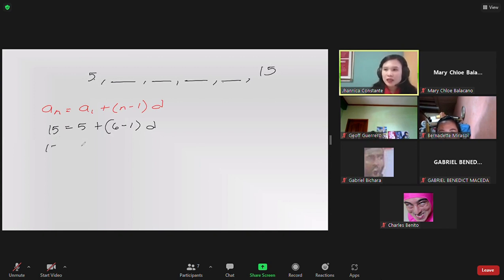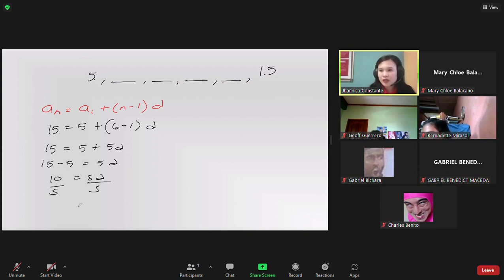So 15 equals 5 plus 6 minus 1, which is 5, times d, is equal to 5d. Combine similar terms, we have 15 minus 5 equals 5d. So 10 is equal to 5d. Divide both sides by 5. So our common difference is equal to 2.